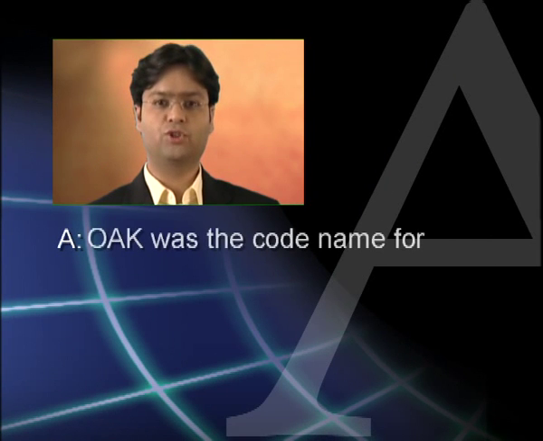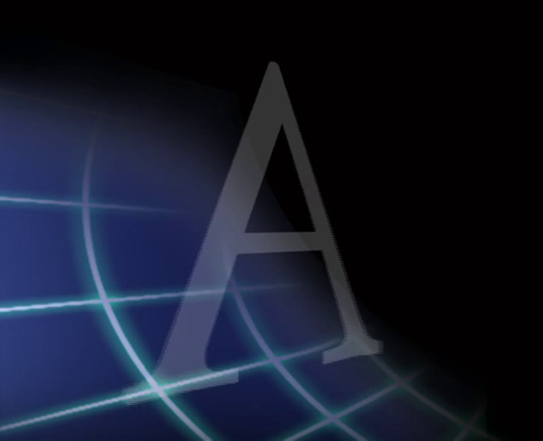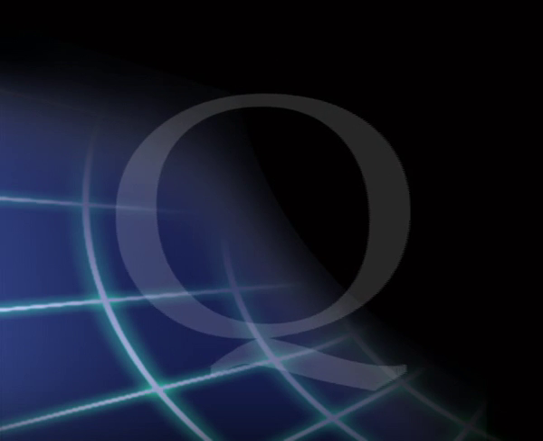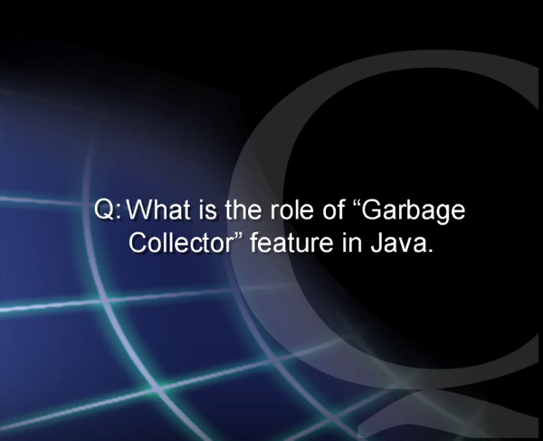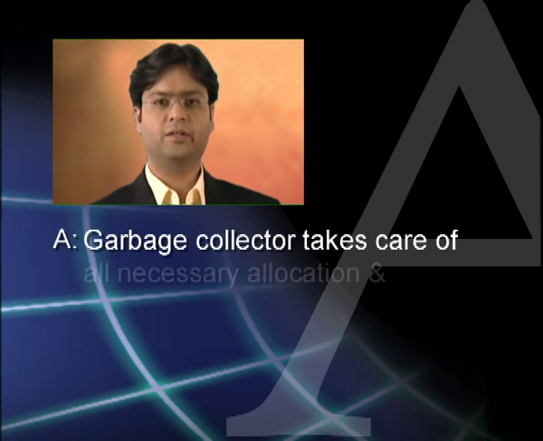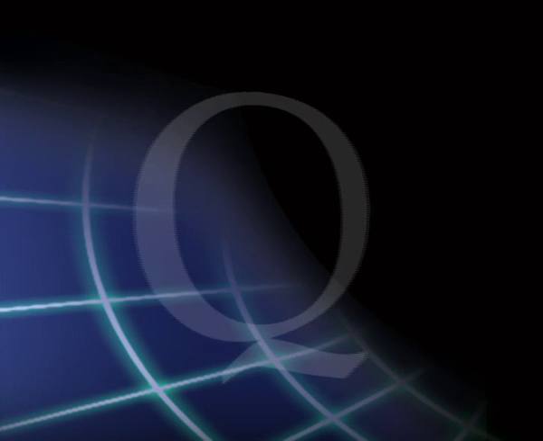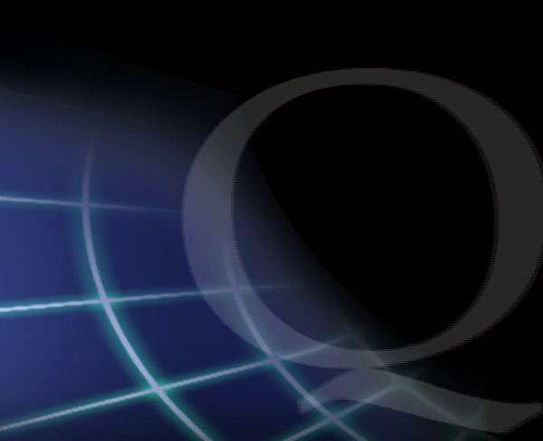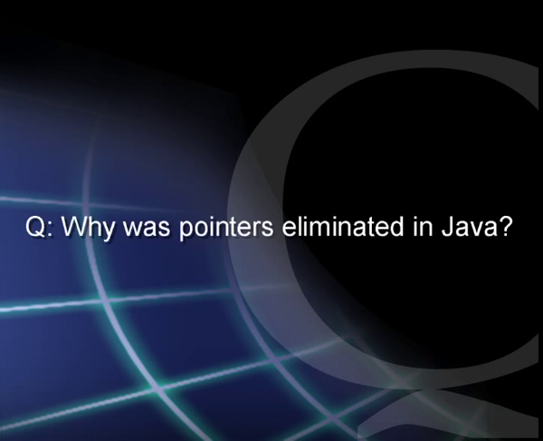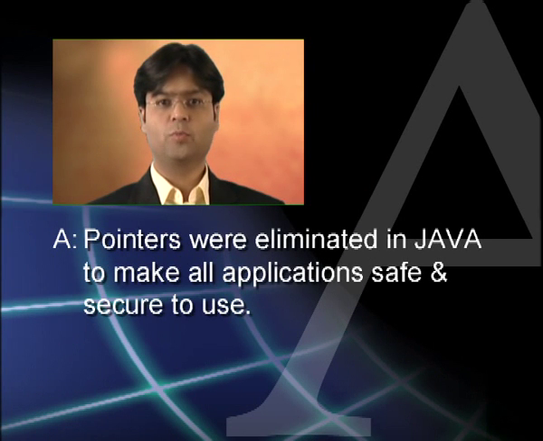Oak was a code name for Java when it was being developed. Garbage collector takes care of all necessary allocation and deallocation of the memory. Pointers were eliminated in Java to make all applications safe and secure to use.